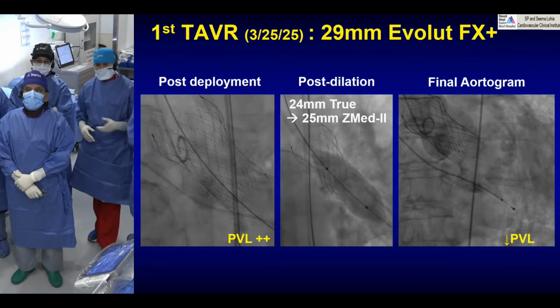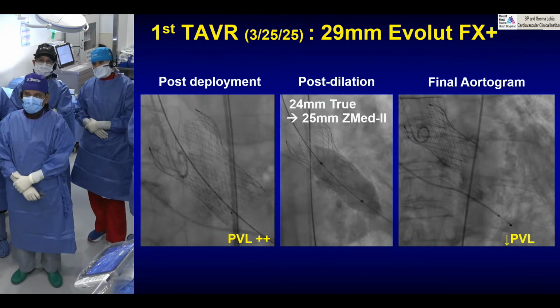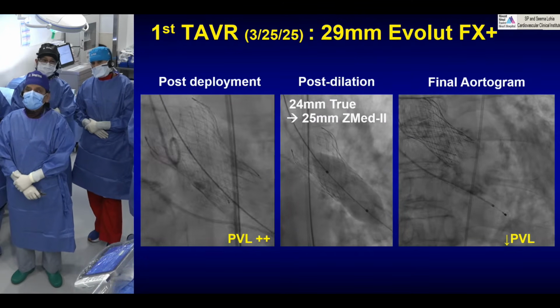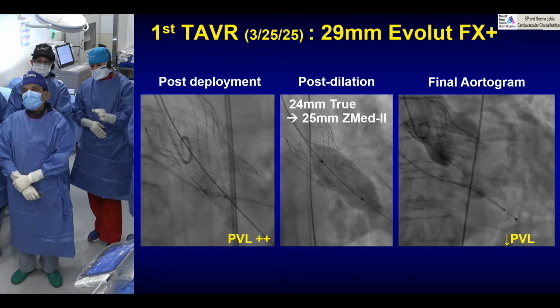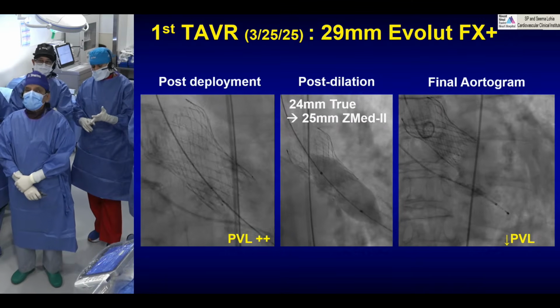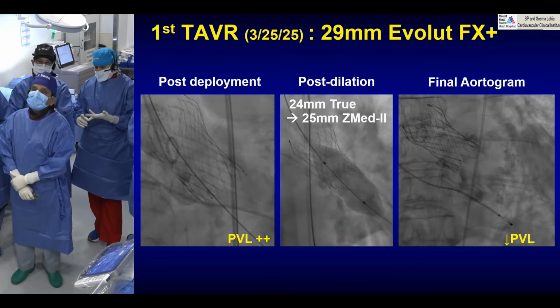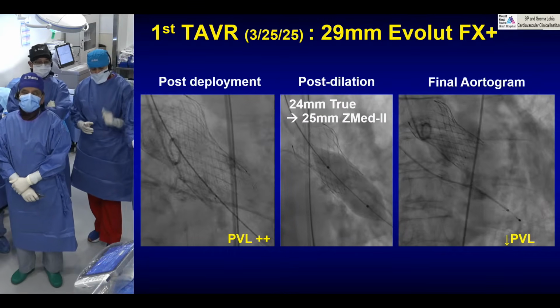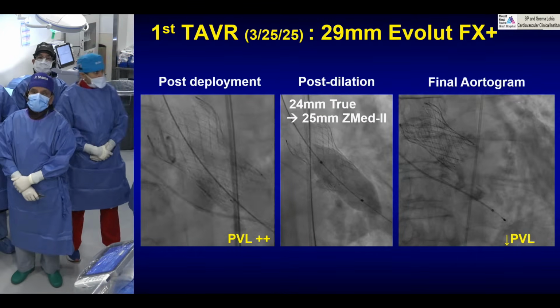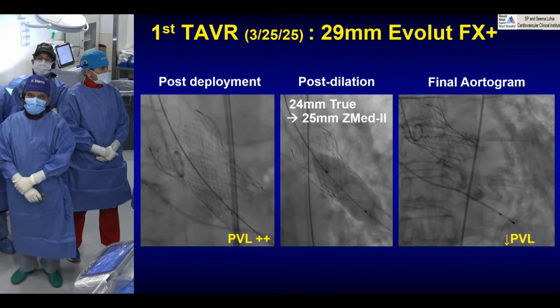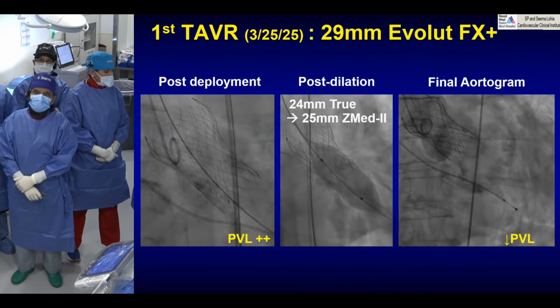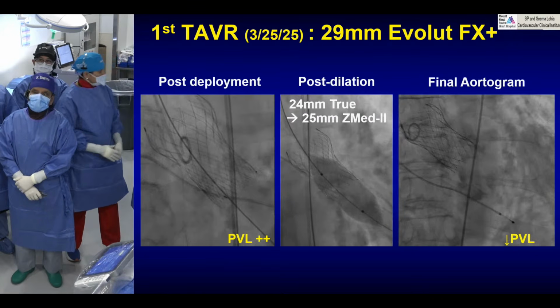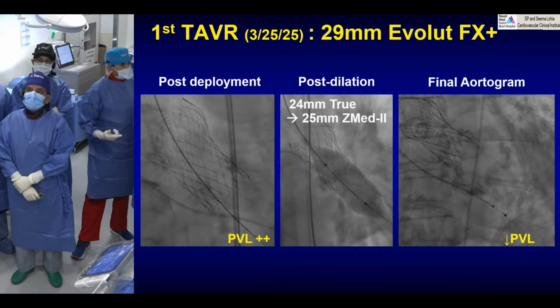So when you are placing this self-expanding valve, does the depth matter? In this patient, we had calcium at the level of the annulus, leaflet, and LVOT. How do you get the depth? We have to understand where to place the valve so the skirt can take care of the PVL.